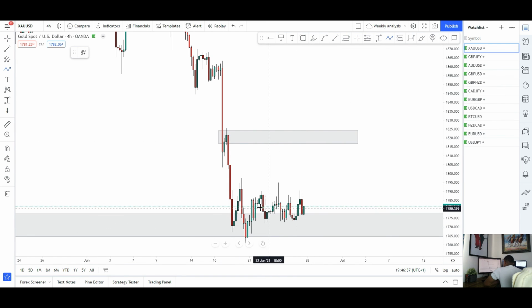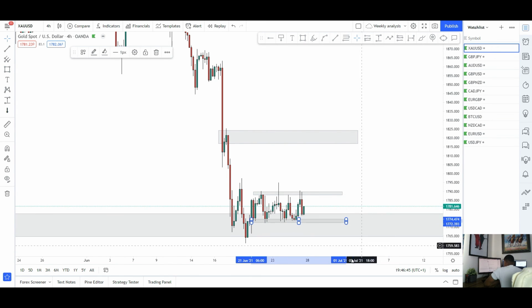Gold's having a hard time moving anywhere, so probably need to see a breakout of this resistance first for anything to happen, because if we don't, we could potentially see another week of price action moving sideways.